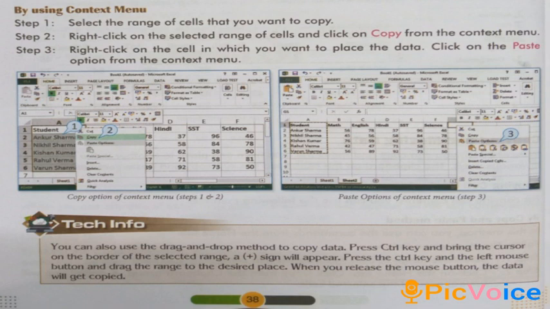Dear students, also we can copy the cell's contents by using the context menu method. In this method we can follow 3 steps. Step 1, select the range of cells, and step 2 is right click on the selected range of cells and click on copy from the context menu. And step 3 is right click on the cell in which you want to paste or place the data. Then click on the paste option from the context menu. Now the data is already pasted on the cell.